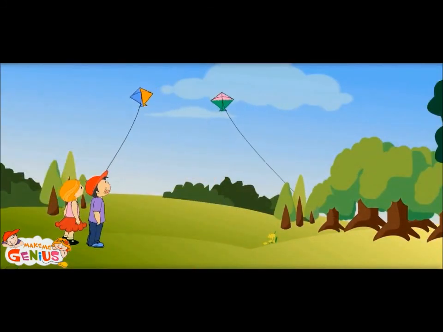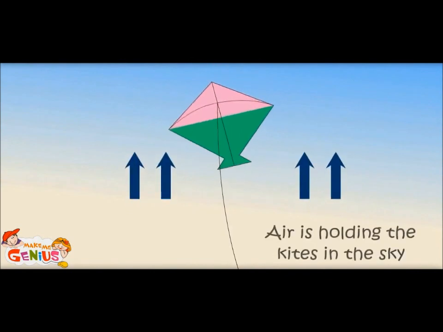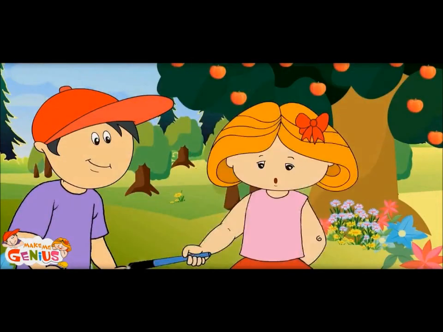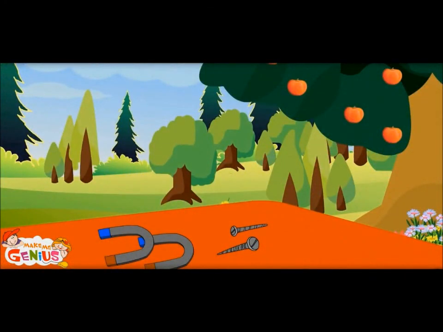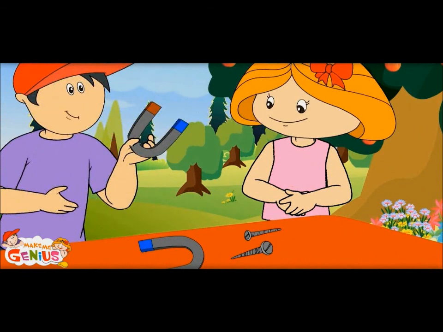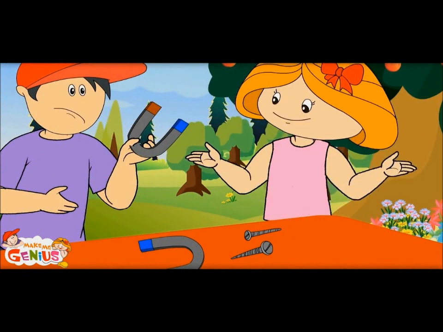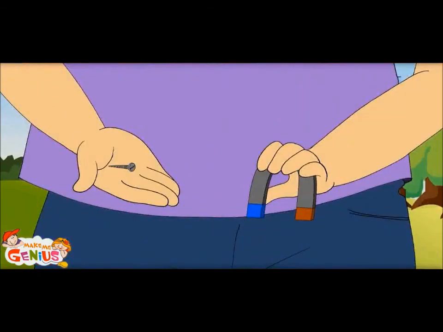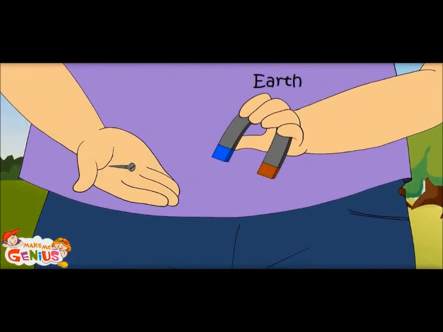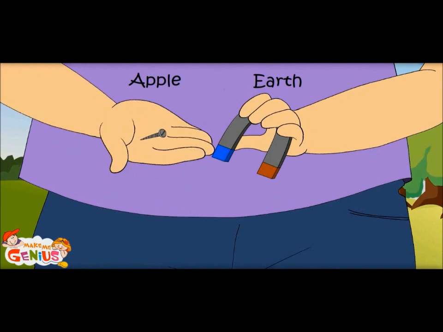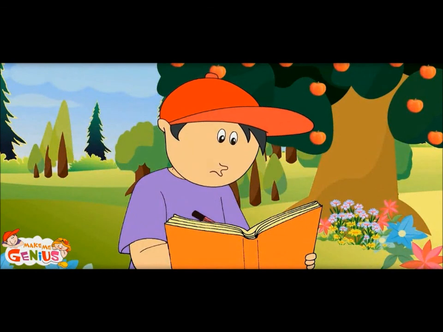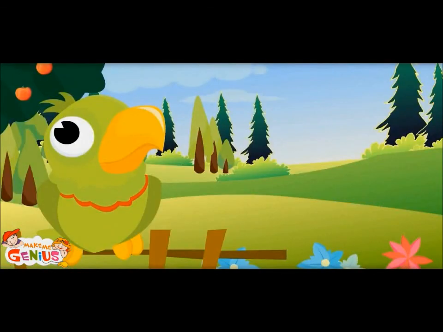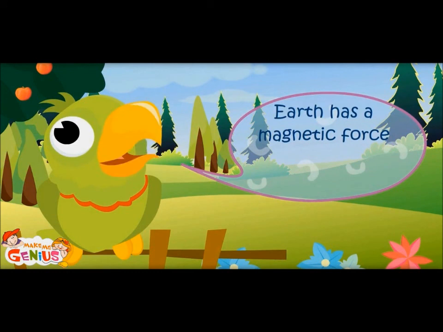Even these kites don't fall down. Yes, the air is holding them up. Let's do an experiment. Oh, these are magnets. Yes, you can play with them. Let's think. This magnet is Earth and this nail is an apple. See, Earth is attracting the apple. Let me note down all these things. Earth has a magnetic force which tries to pull things down.